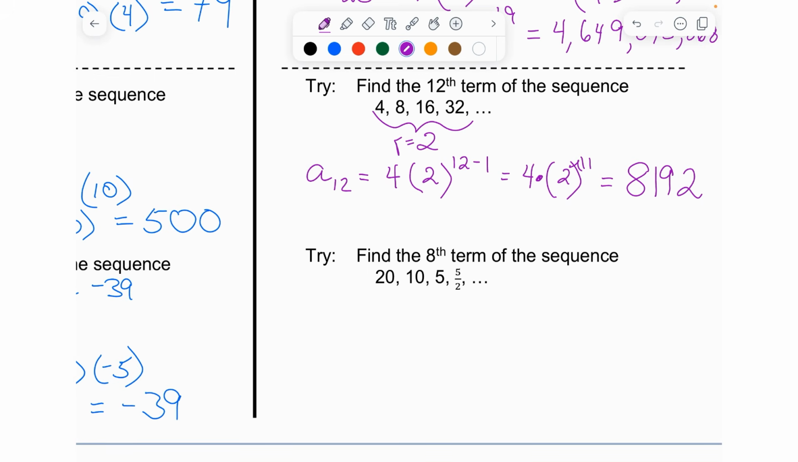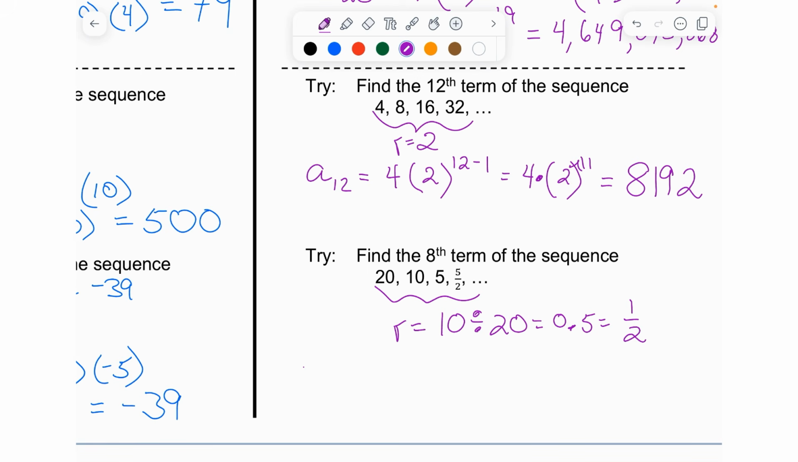How about this last example? Yeah, your common ratio, well, if you take the next term divided by the previous term, it's coming out to be 0.5, more commonly thought of as a half. Yeah, it's kind of like you're multiplying each number by a half. Or you could say that you're dividing by 2.